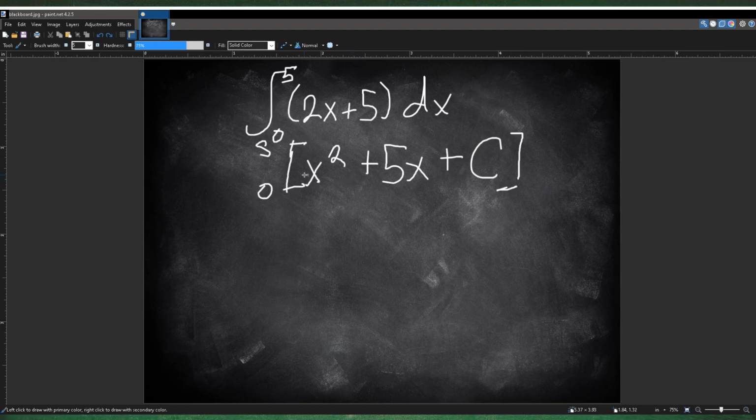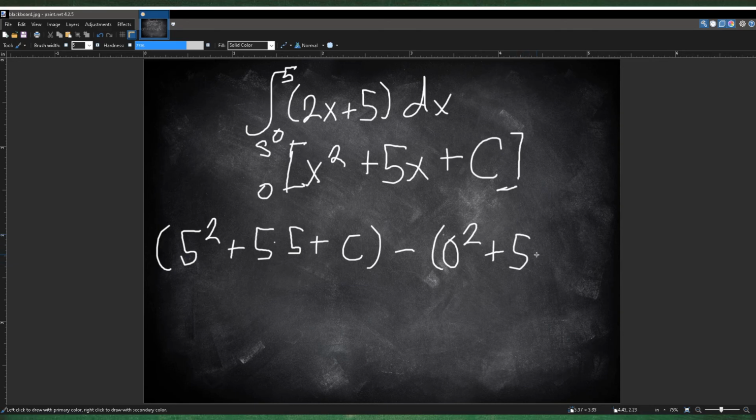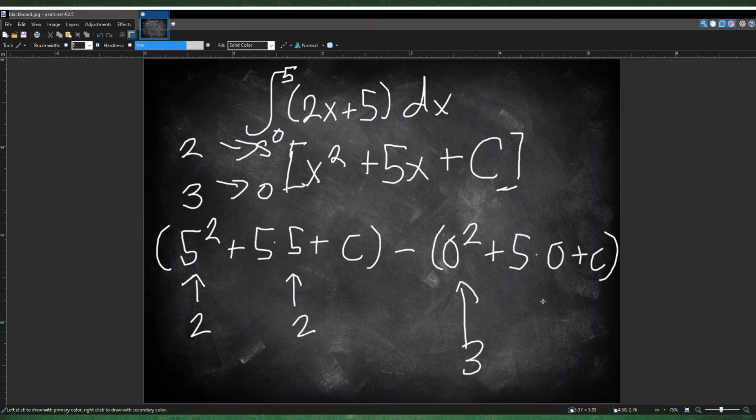Then to do the integral, you just plug the numbers in. So we're going to have 5 squared plus 5 times 5 plus C. That would be your first one. Minus, and then you have 0 squared plus 5 times 0 plus C. You always do the top number first and then the bottom number. It doesn't matter if the top number is not greater. So if this is 2 and 3, you have to switch this 5 out to a 2, and this 0 would become a 3. This is always the order: the top one first and then the bottom.